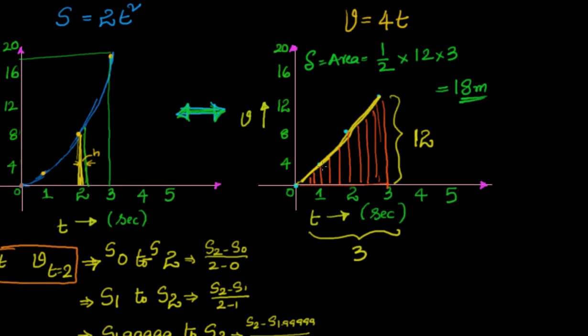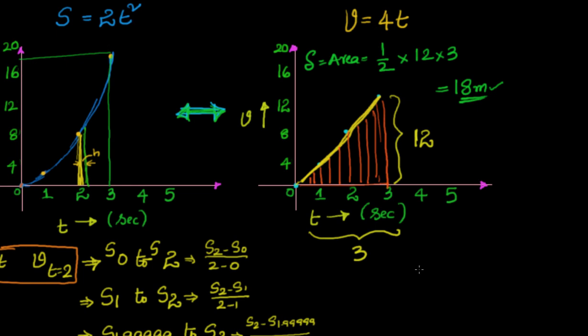Now we have plotted the graph for velocity and time. We want to find the distance. Integration says that to go back to the function, find the area under the curve. Now this is the line we have here. The area under this particular line is a triangle, half into 12 into 3, that's nothing but equal to 18 meters, which is exactly equal to the distance covered in 3 seconds by s equal to 2t square.